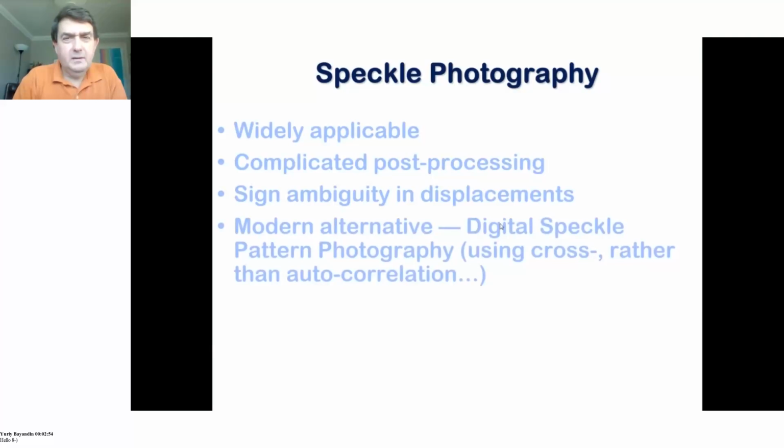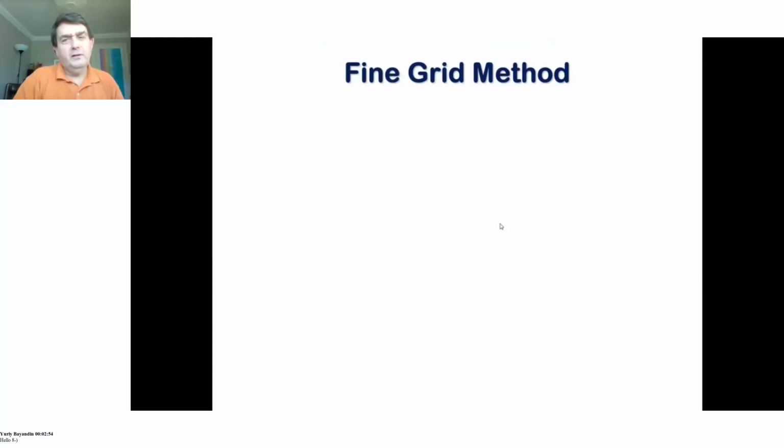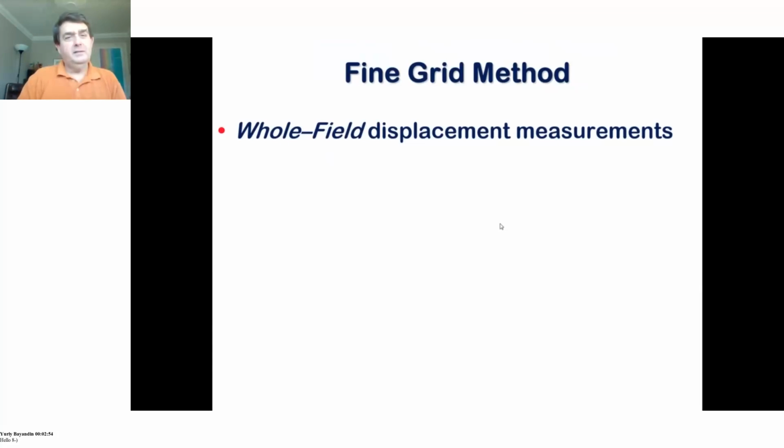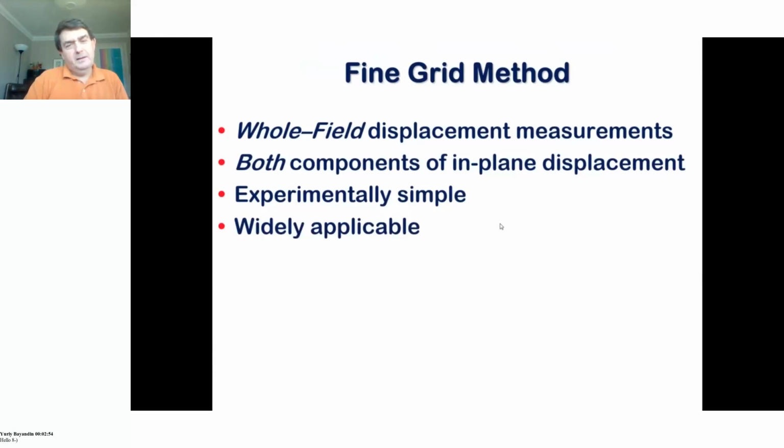So that's one set. Now we've got another series of techniques called grid techniques. Again, this is an example where cross correlation becomes more important. So with the fine grid method, you can measure the whole field in-plane displacement. It's a simple technique, and again, you can put it onto many surfaces.